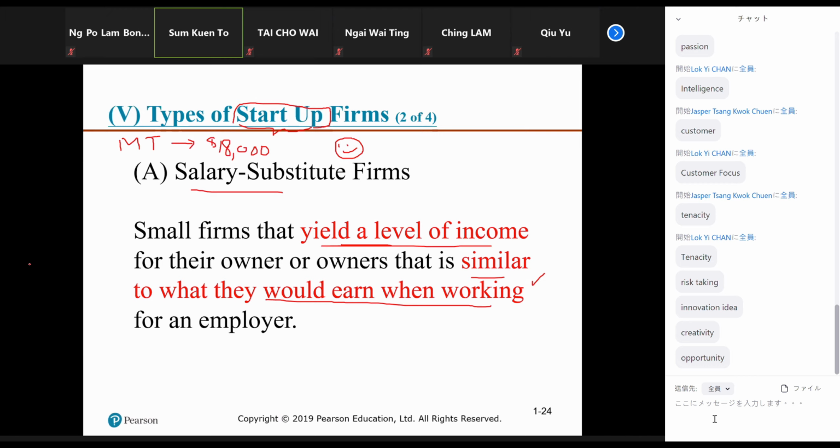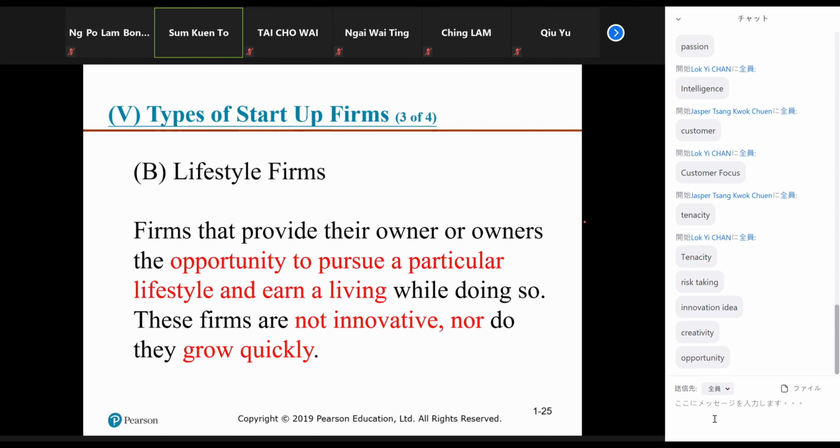Sorry about that. And then your startup firm is just a salary substitute one. They are not an entrepreneur firm. And what about the second type? As far as the second type is concerned, a lifestyle firm.